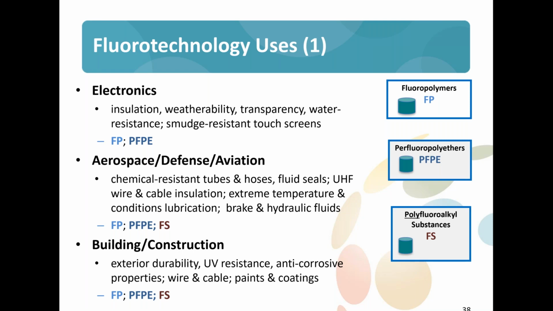In aerospace, defense, and aviation, there are a huge number of uses, whether in tubing, hoses, or seals, in hydraulic fluid, and in lubrication. While the space shuttle was operational, many of these high-end lubricants were an integral part of the space shuttle systems. Here you've got the fluoropolymers, whose uses we'll describe in a few minutes. The fluorosurfactants are used as corrosion inhibitors and in hydraulic fluids, as well as the perfluoropolyethers for lubrication.